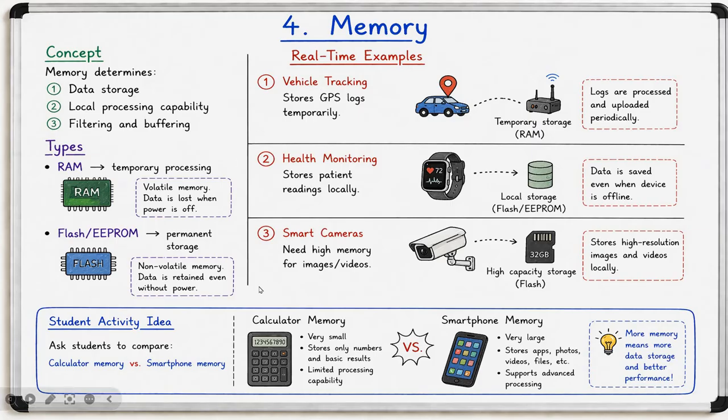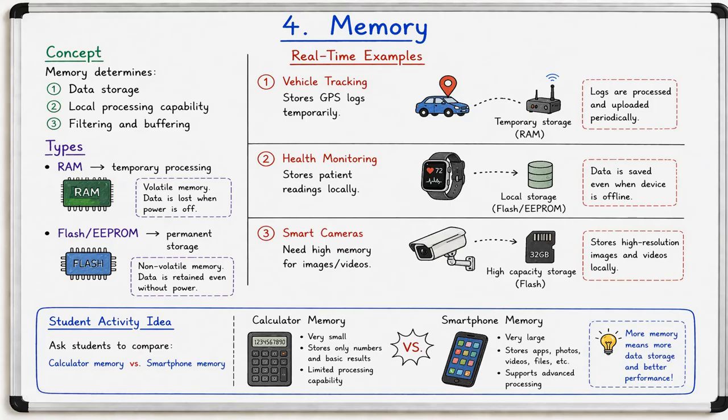Now the types of memory are RAM, which is used for temporary processing. RAM is used for temporary storage while the device is running, and it stores the data and instructions which are needed for immediate processing. So it is a volatile memory and data is lost when power is off.